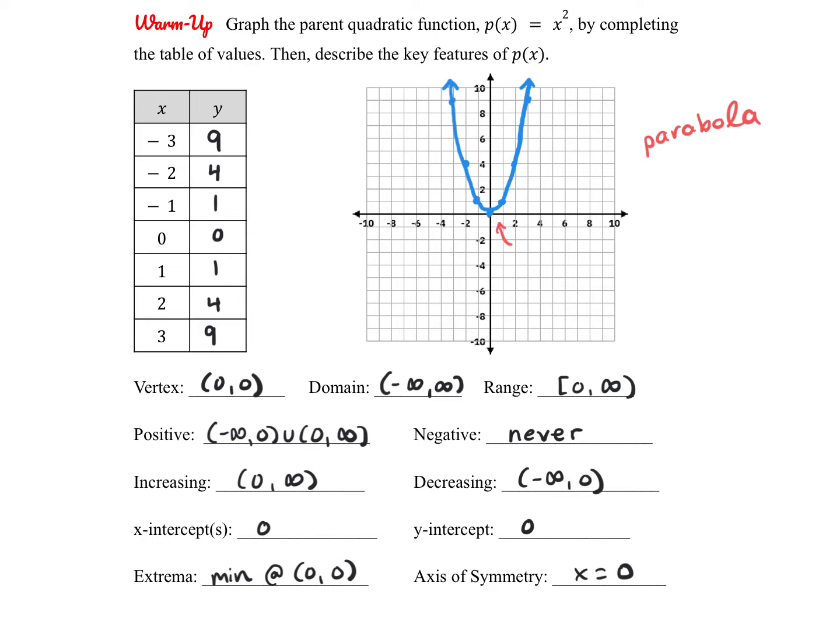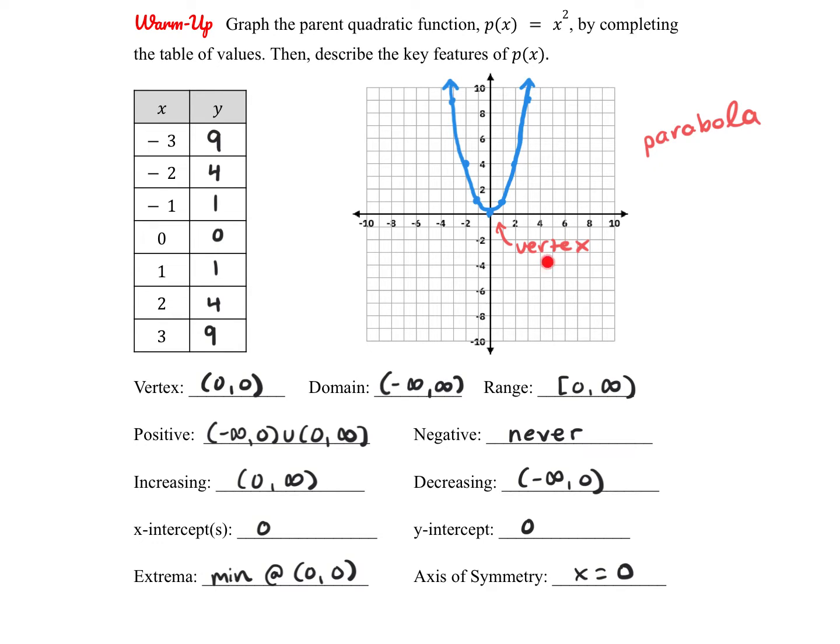Here we have the vertex, which for our parent function will be at the origin. Our domain is all real numbers. Our range is 0 to infinity. And our graph is always positive except at 0 at the vertex, so make sure you don't include that. And our parent function is never negative. You can see that it's increasing to the right of our vertex and is decreasing to the left of our vertex. The x and y intercept are the same in this case, both at 0. And we do have an absolute minimum here at the origin.